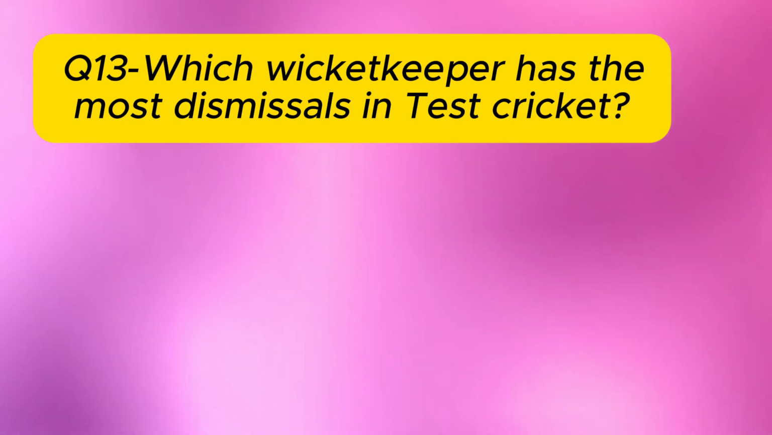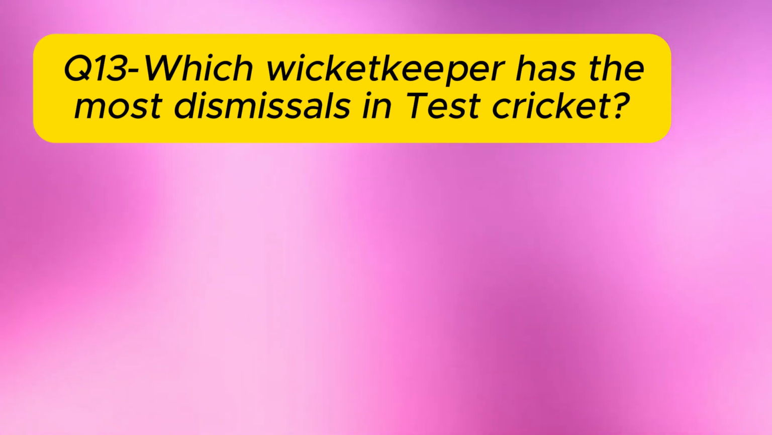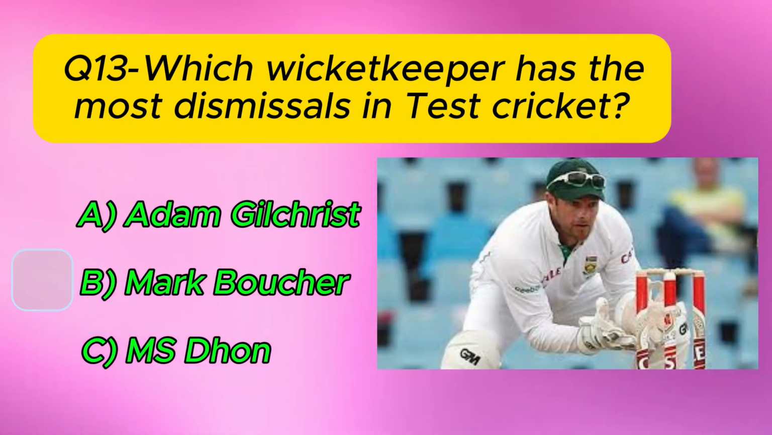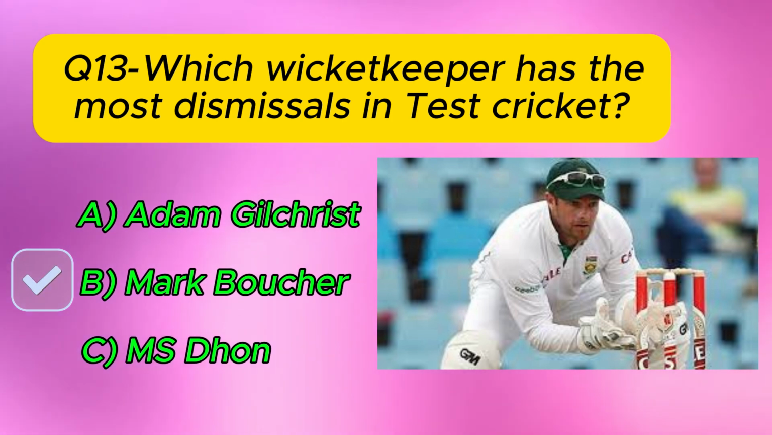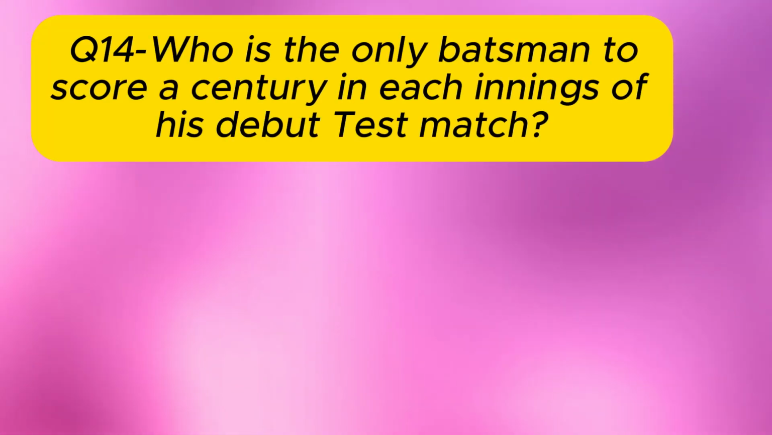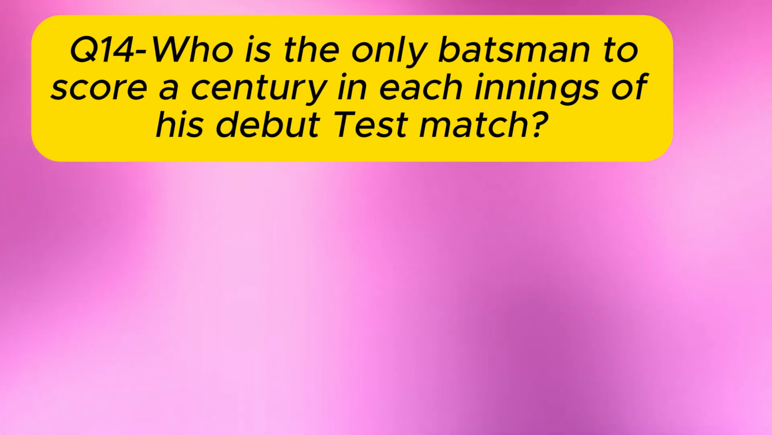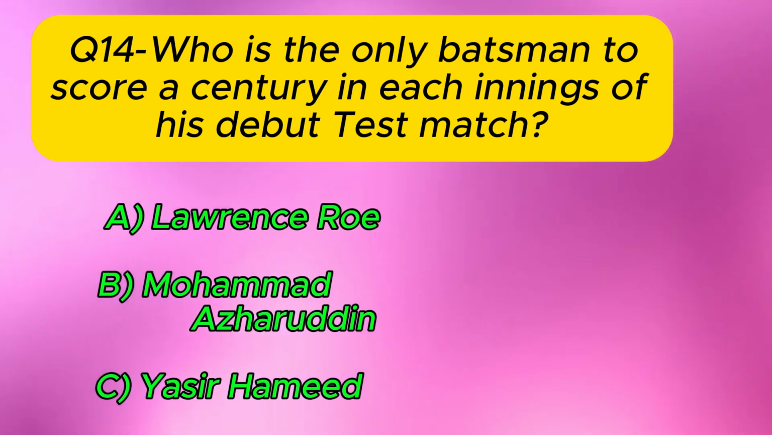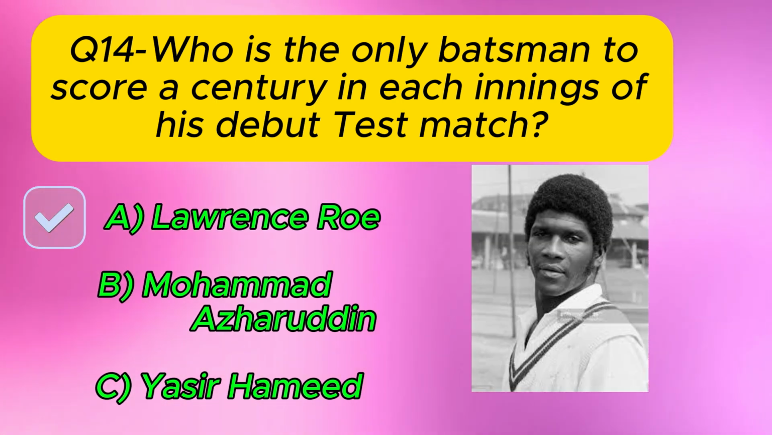Which wicketkeeper has the most dismissals in Test cricket? Correct answer is B, Mark Boucher. Who is the only batsman to score a century in each innings of his debut Test match? Correct answer is option A, Lawrence Rowe.